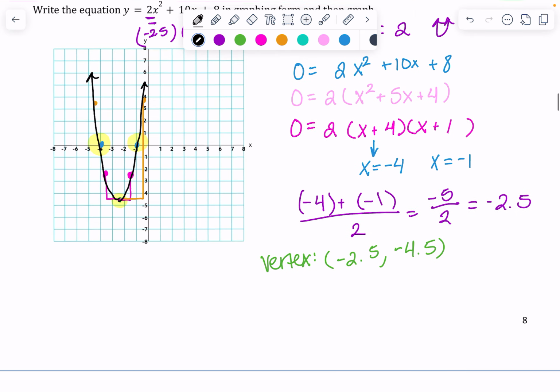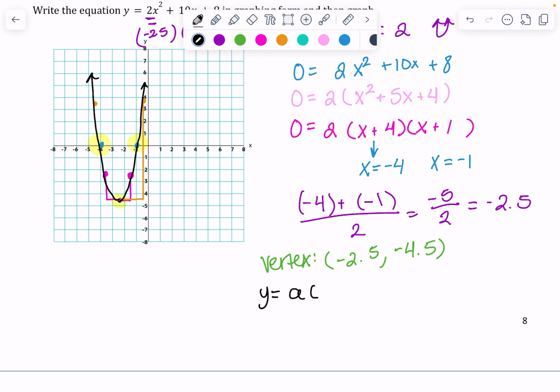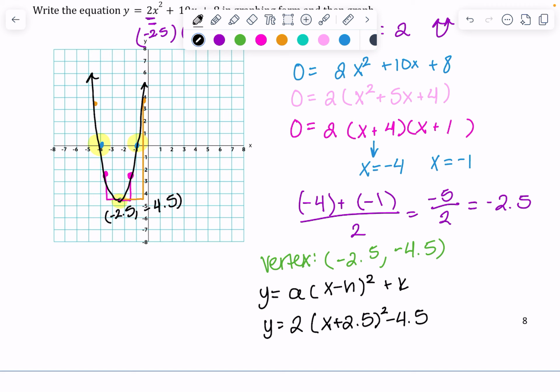Okay, last step here is to just write this all in graphing form. So we knew that our a value, our stretch, was 2, so we're going to put that there. Our vertex was at negative 2.5, negative 4.5. So when we put that x coordinate of our vertex in, we know that that switches sign. And our k value, our up and down transformation, will stay the same. So this is what our parabola should look like in graphing form.